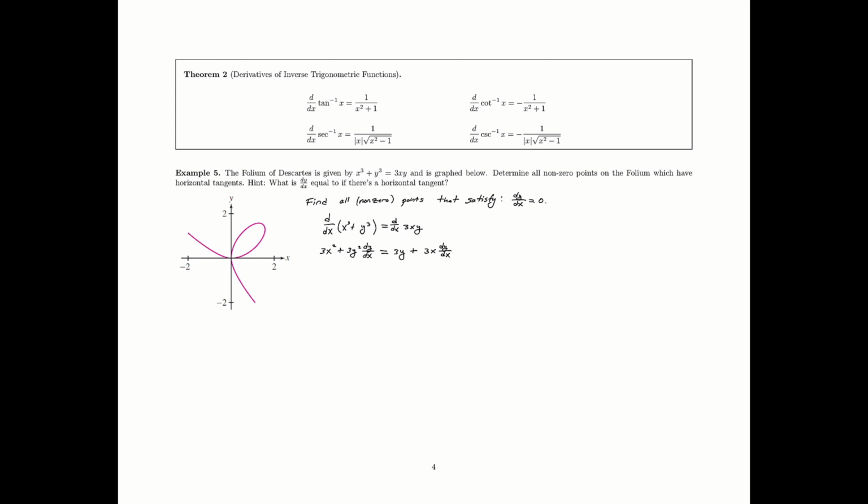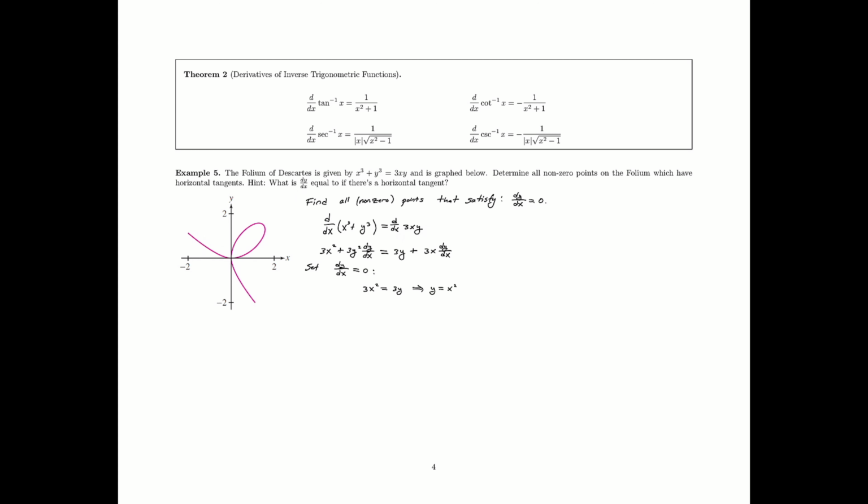Now, unlike the previous examples where we were given a point and then had to find the slope, it's sort of the opposite. Now we have the slope and we want to find the points. So we can set dy/dx equal to 0 because we know the slope has to be a horizontal line. When we do that, this equation simplifies dramatically. This should simplify into 3x squared equals 3y. So we get y equals x squared if we divide by 3.